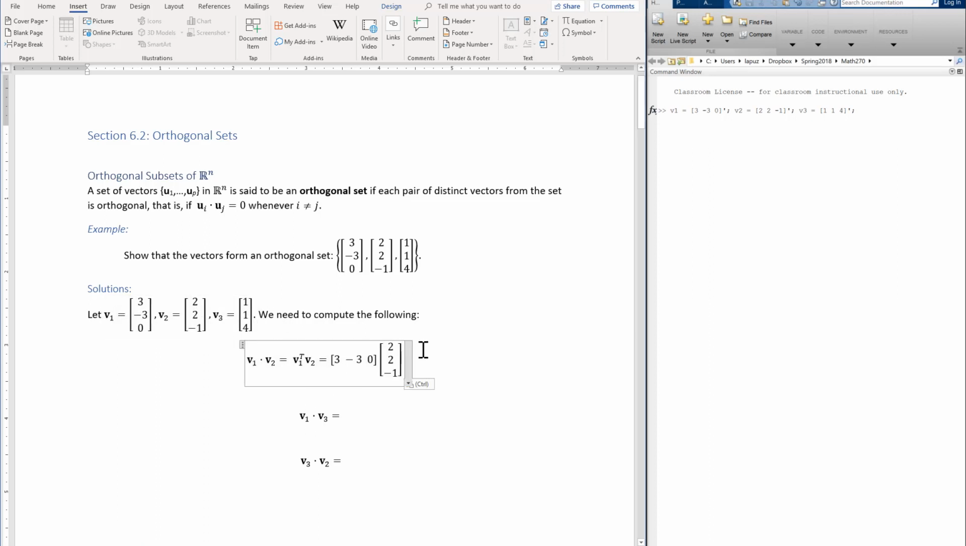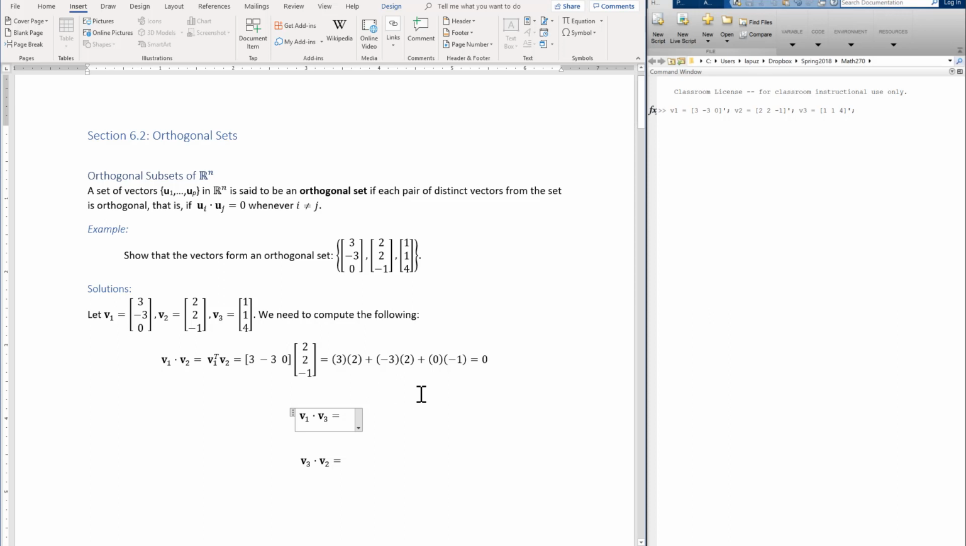Now you probably don't need to do this because you can basically do this product. So this is really just 3 times 2 plus minus 3 times positive 2 plus 0 times negative 1. So we would get positive 6 minus 6 plus 0, so that's going to be 0.